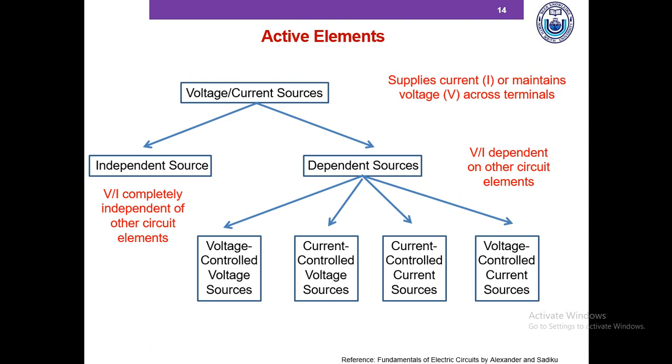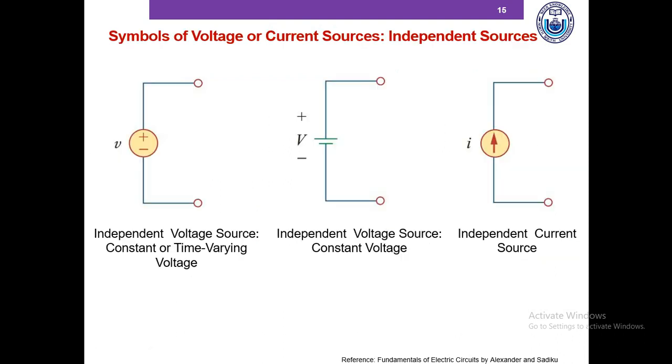We can see that the last 2 categories are current sources, this one and this one. But the first dependent current source here is controlled by the current of another element in the circuit, and the second dependent current source here is controlled by the voltage of another element in the circuit. So they are called current control current source and voltage control current source, respectively. So these are the 4 types of dependent sources.